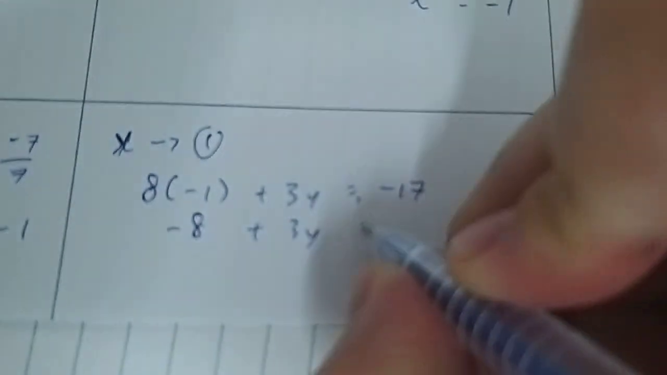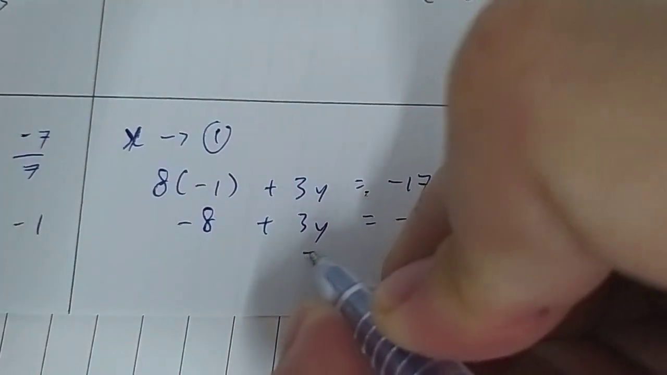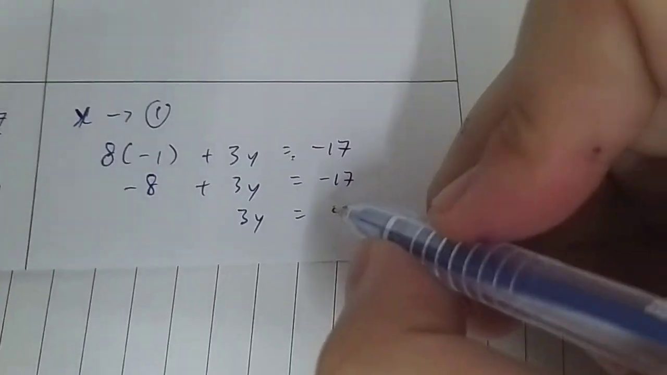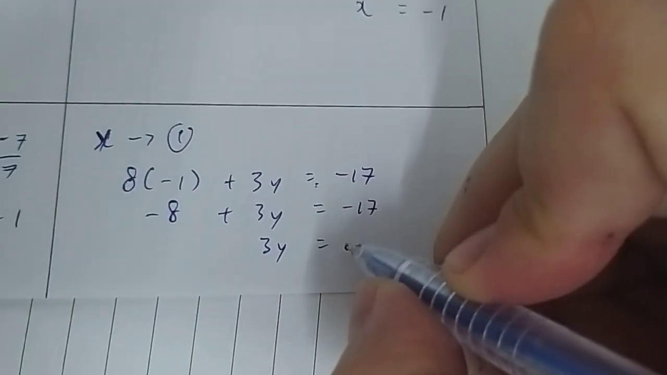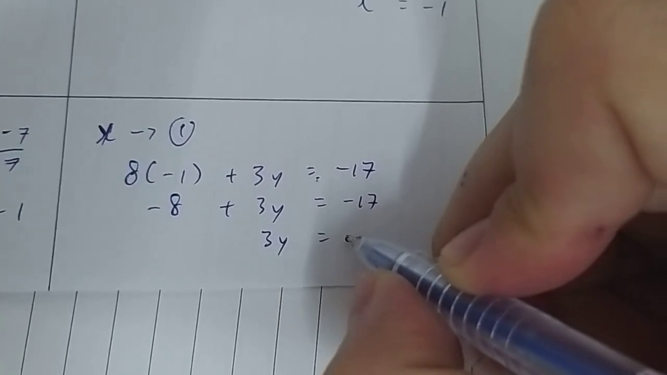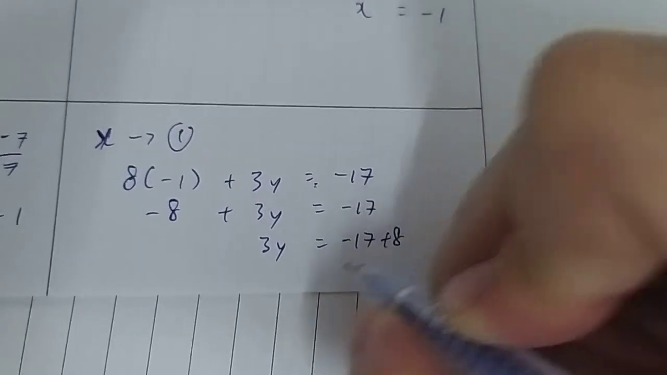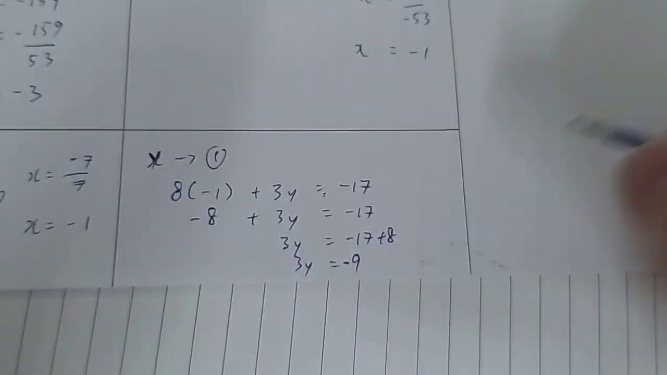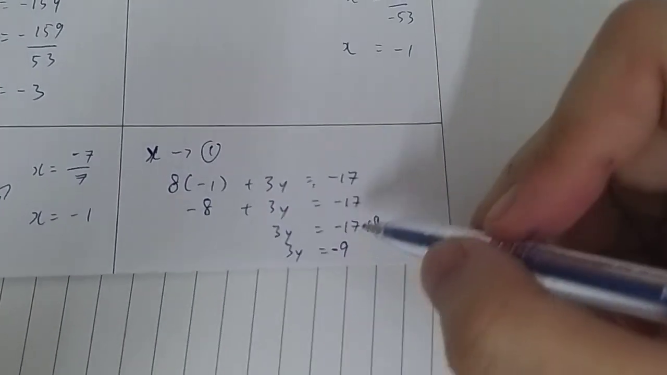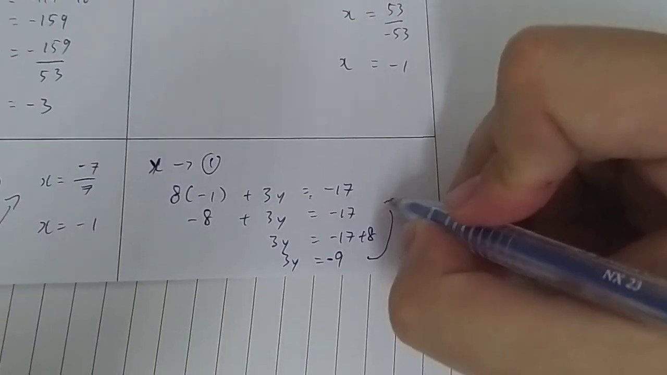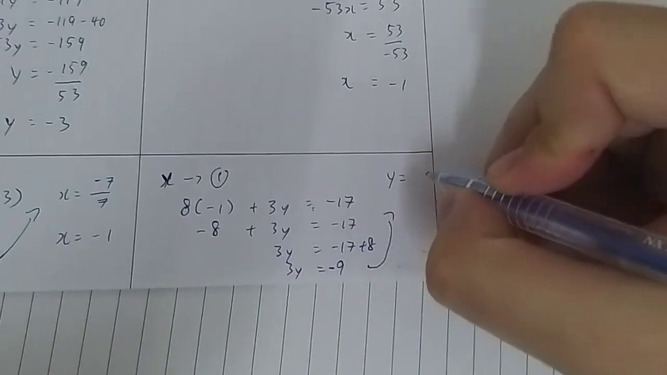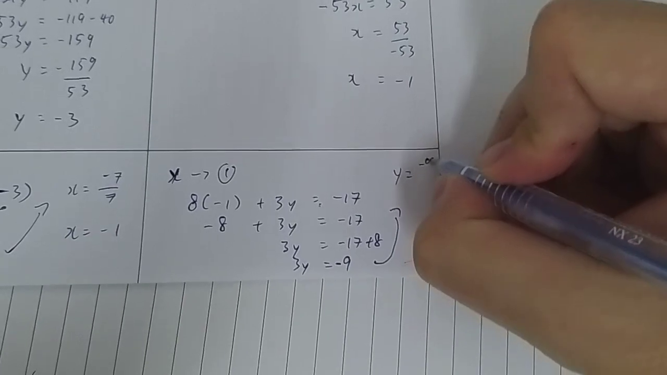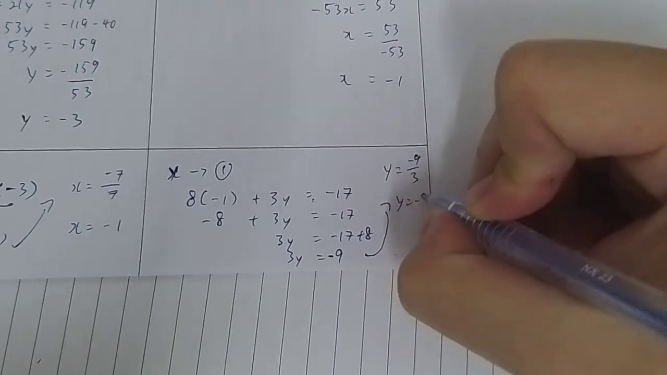So from here, we can do negative 8 plus 3y equals negative 17. 3y equals negative 17 plus 8, which is negative 9. So 3y equals negative 9. Moving up, y equals negative 9 divided by 3. y equals negative 3.